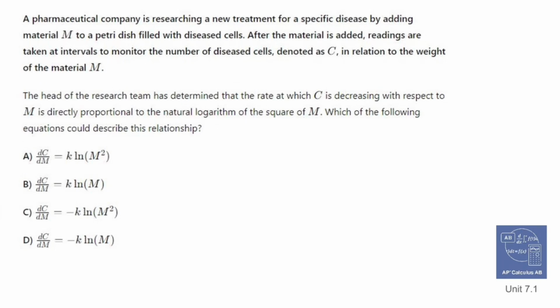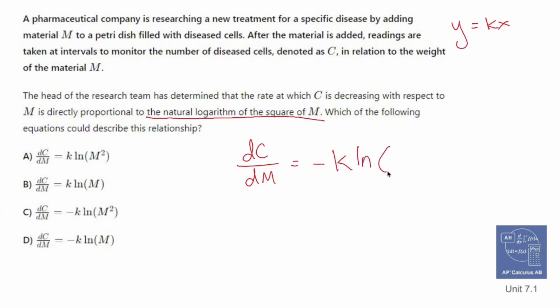All right, well, we've got first off, rate of C with respect to M is this. They care about when C is decreasing, so it's going to be negative. Since it's directly proportional, keep in mind directly proportional is usually in this form. You learned that back in Algebra 1. So we're going to have some arbitrary k, and it's times the natural logarithm of the square of M. So negative k ln of M squared.